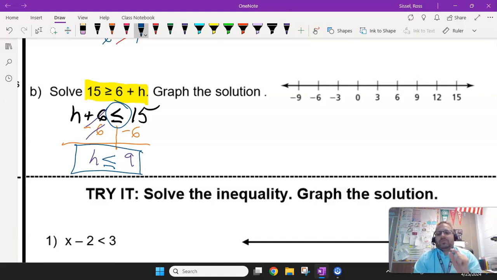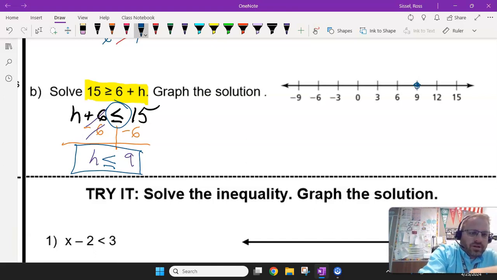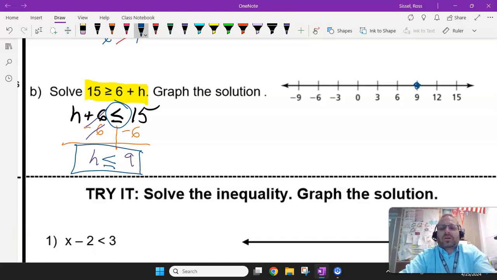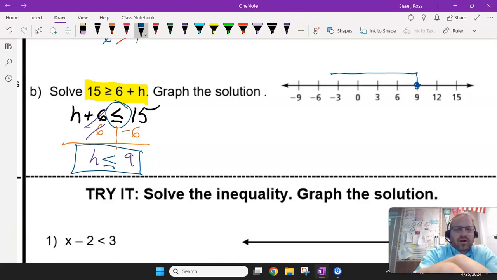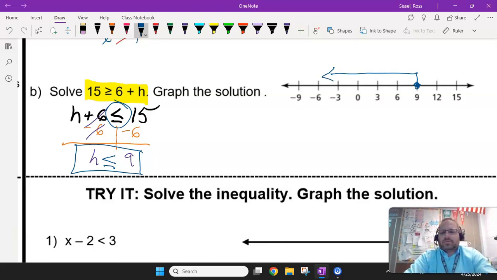To graph, it will be a solid dot because it says or equal to. So I go to the number 9. We put a solid dot there. And then what is a number less than 9? 0. So that means we graph left.